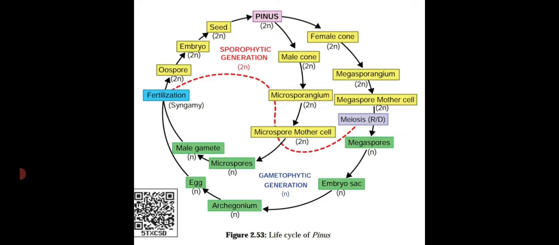Then the oospore develops into an embryo. The embryo is contained in the seed. The seed develops into the Pinus. So these are the two phases seen in Pinus. One is the sporophytic generation and the other is the gametophytic generation. This is known as alternation of generation in Pinus.